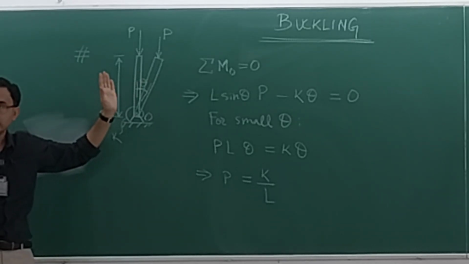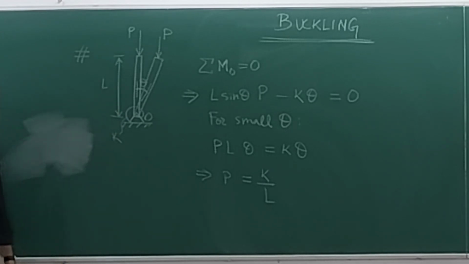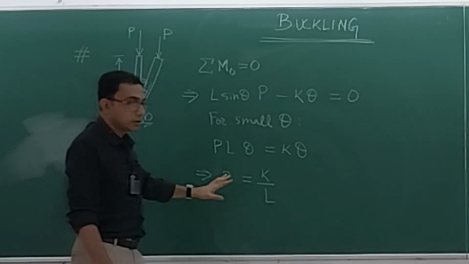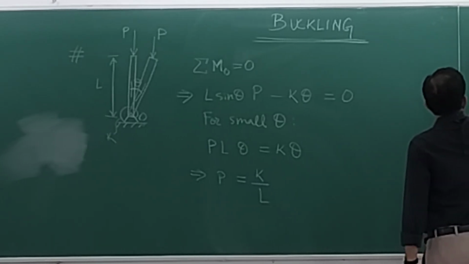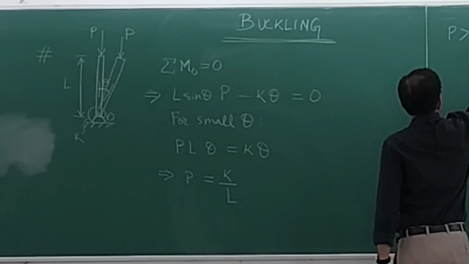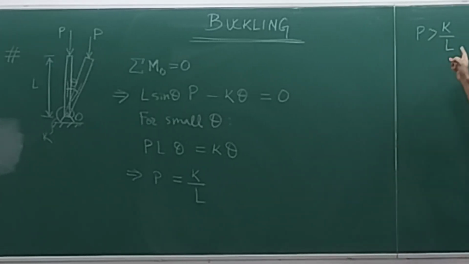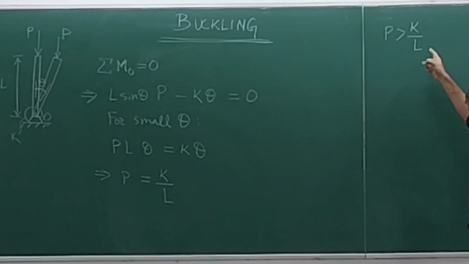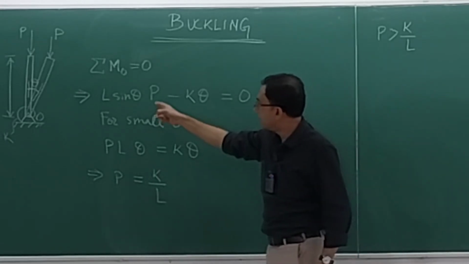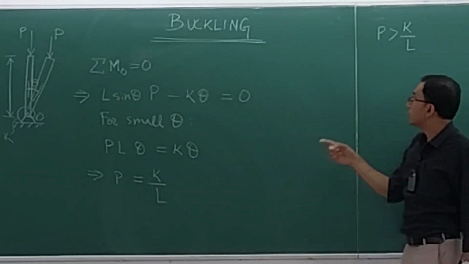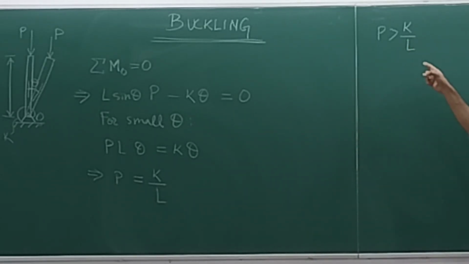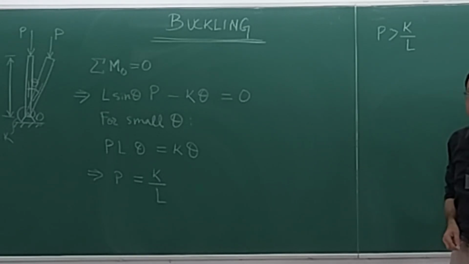Okay. Now, as opposed to this condition, suppose I say, no, this is not the condition. Rather, what I have is P is greater than K by L. Now, P is greater than K by L is going to arise only if this L sine theta P is greater than K theta. That is the source. So, this P is greater than K by L. But now you tell me, P greater than K by L, what is the significance or what is the implication?